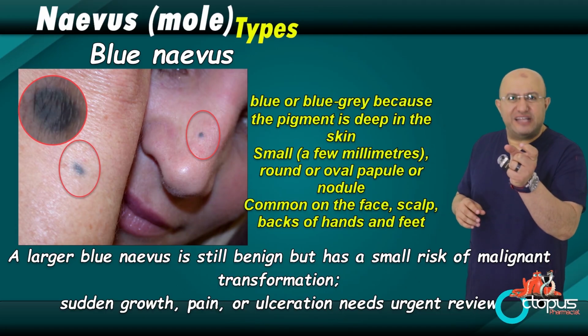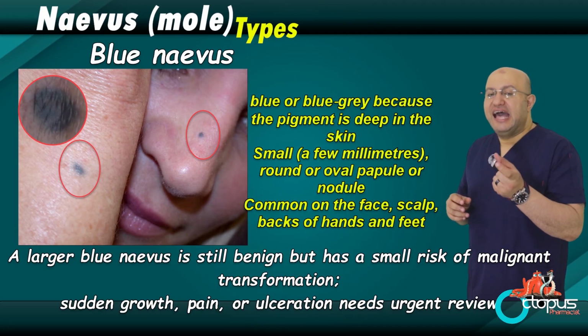The sixth type is a nevus sebaceous, sometimes called sebaceous nevus.